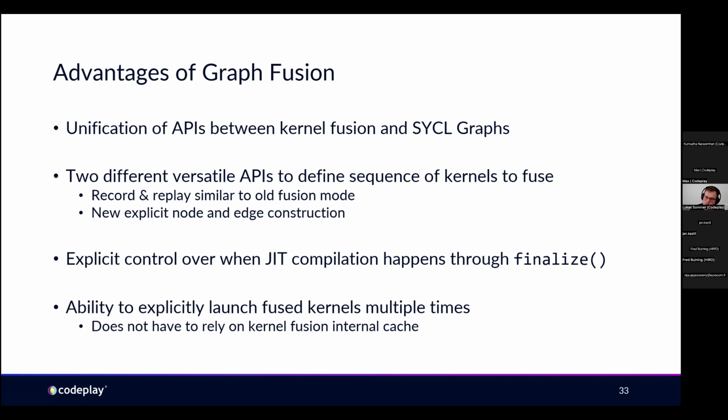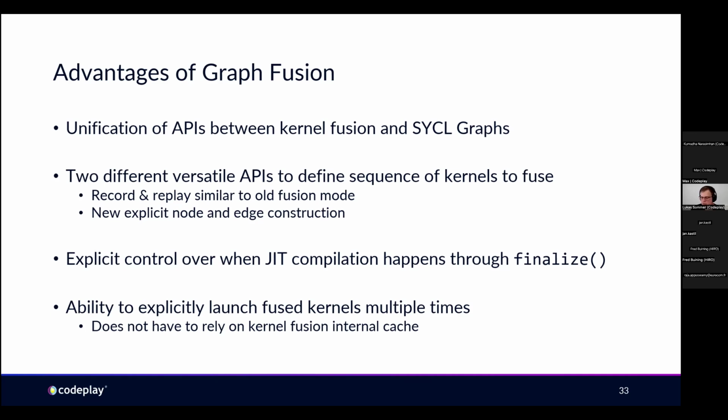And a very interesting point is that before, complete fusion was doing two things. It was creating your fused kernel, and it was also executing it right away. And now with the finalize API, we have this additional step. So the user gets explicit control over when the JIT compilation happens and when the fused graph is actually executed. And because an executable graph that results from this finalize call can be launched multiple times, you can also now explicitly launch a fused kernel multiple times.